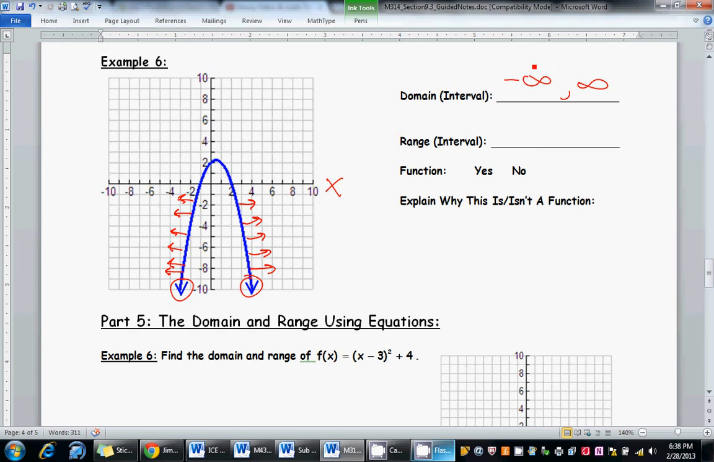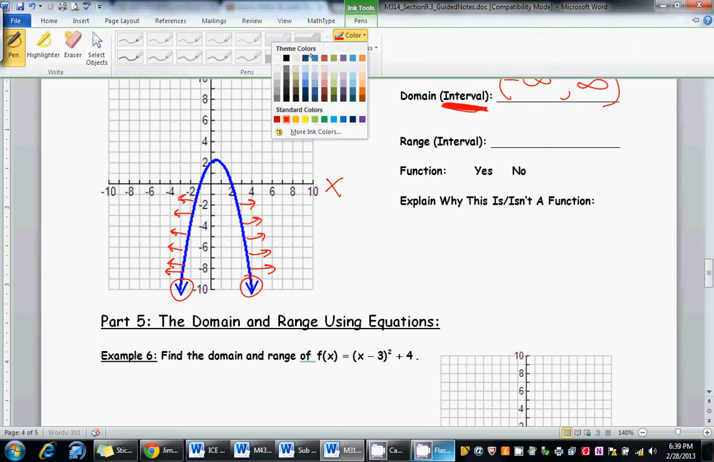And now, hopefully you guys remember this: infinity always gets parentheses. Another way to say this with words is all real numbers. Now, granted, for what we're going to do, that's not going to be a good enough answer. Interval notation is what we're looking for.